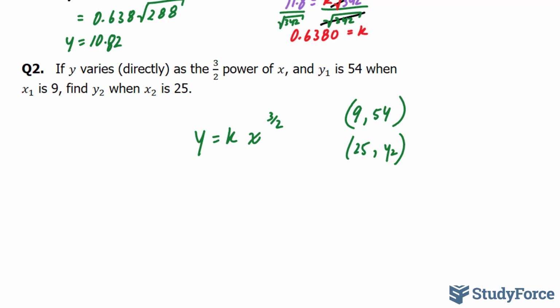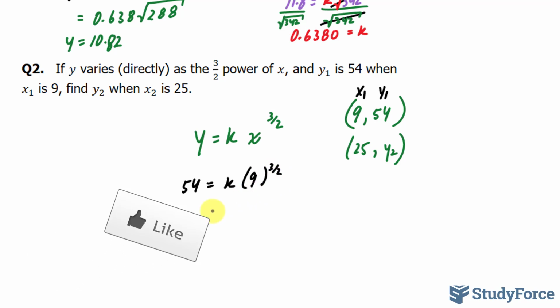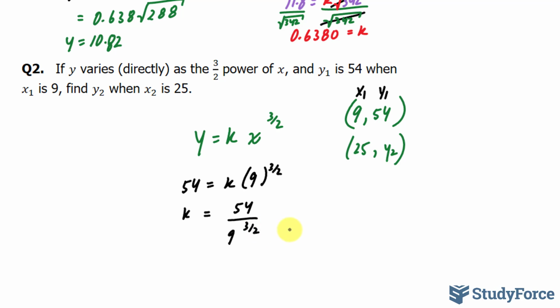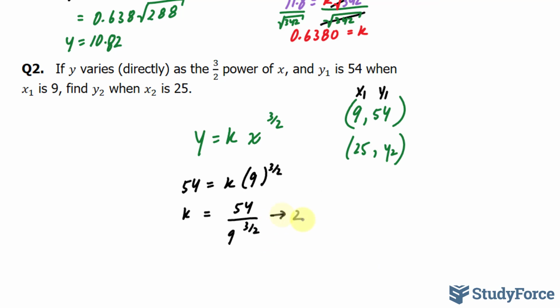Let's go ahead and find out our k value. Substituting this as our x1 and this as our y1, we end up with 54 is equal to k 9 to the power of 3 over 2. Isolating for k, we divide both sides by 9 to the power of 3 over 2, which gives us 54 over 9 to the power of 3 over 2. Using our calculator, 54 divided by 9 to the power of 3 over 2 gives us a k value of 2. Let's rewrite our equation with k in mind.